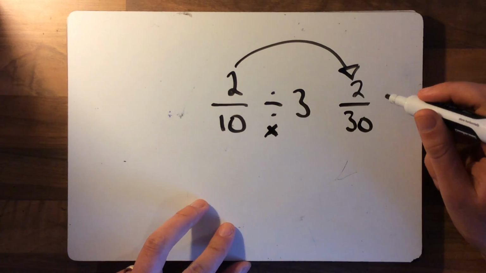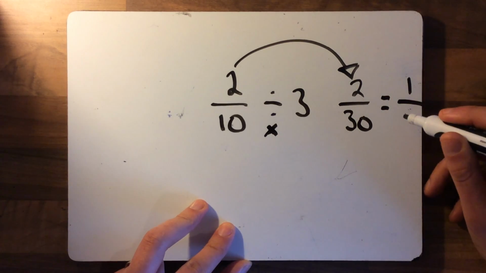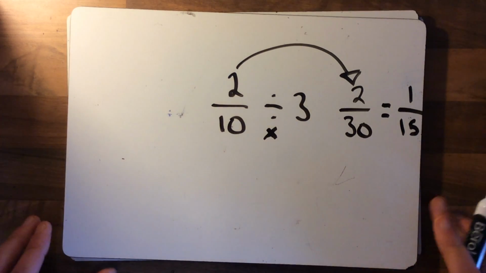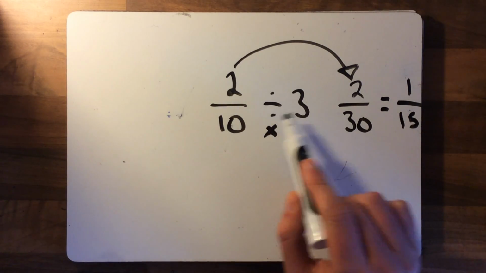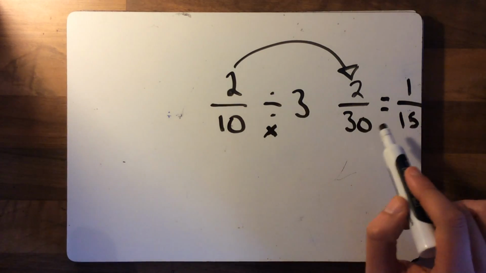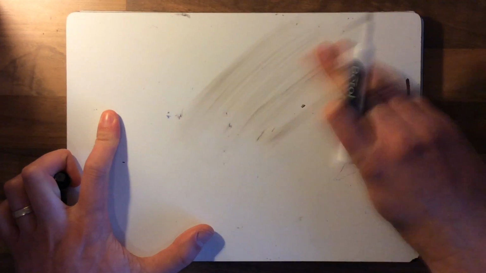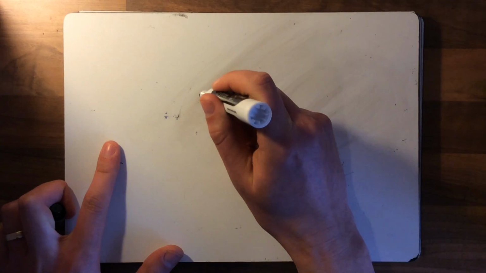We can use that method of halving, so we can halve it. Half of 2 is 1. Half of 30 is 15. Doesn't matter which one of these answers you got, they're both equivalent, they're both identical to each other. So 2/10 divided by 3 is 2/30, or 1/15. They're both identical.